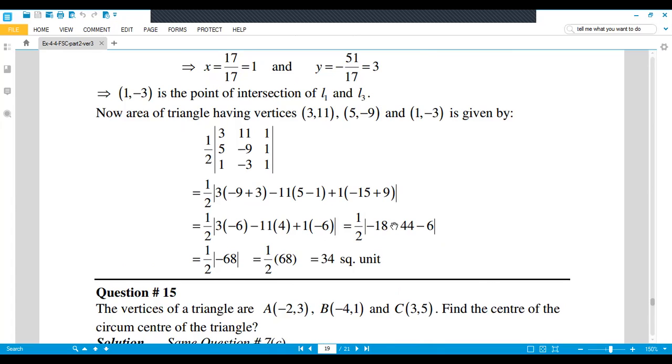Up to then, in the next lecture, inshallah, we will discuss the next exercise. I hope you will understand it very easily. Just two formulas we will use in this.